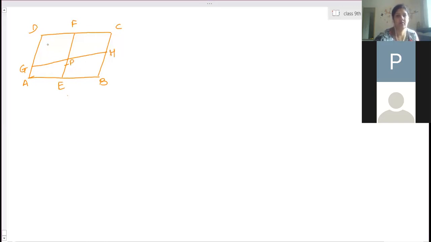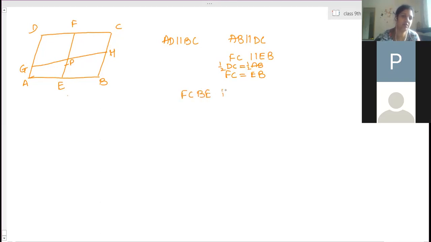Now here, it is a parallelogram, so therefore AD is parallel to BC already, and AB is parallel to DC. F is the midpoint, so can we say FC is parallel to EB? Yes. FC is parallel to EB and FC is equal to EB, because CD is equal to AB. So half of them are also equal. So FC and EB are parallel as well as equal. So therefore FCBE is a parallelogram.